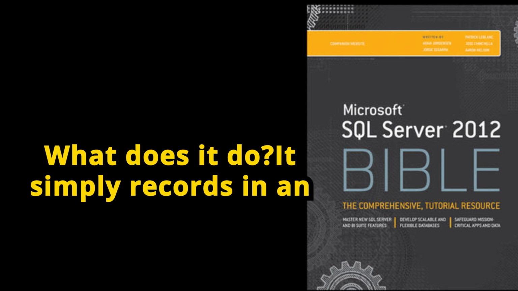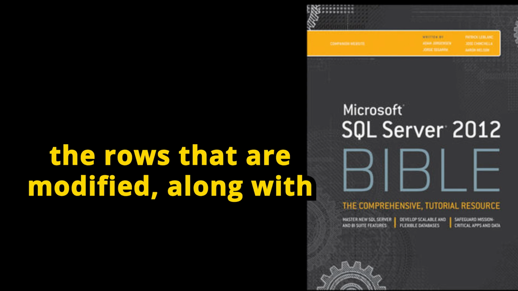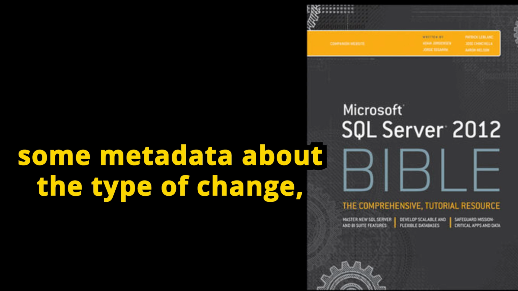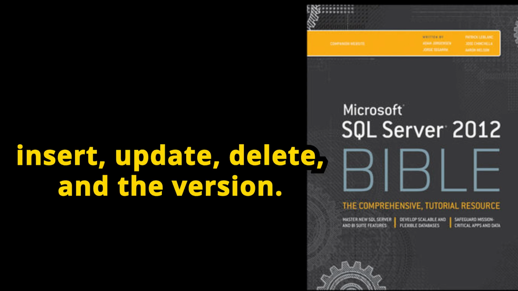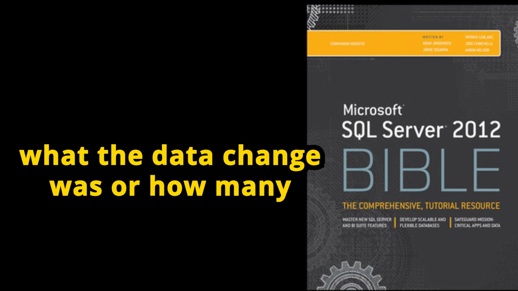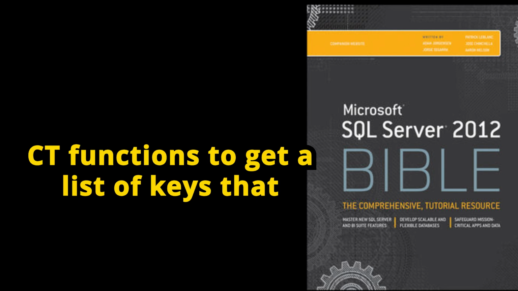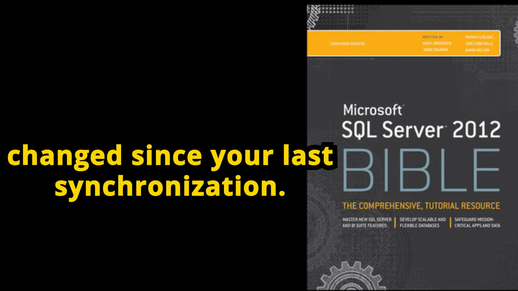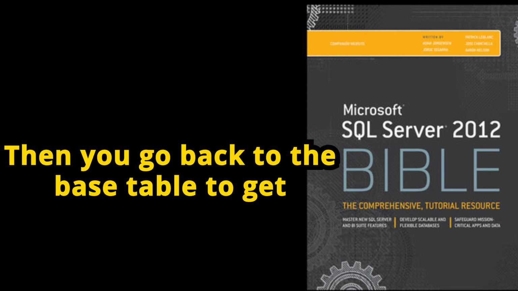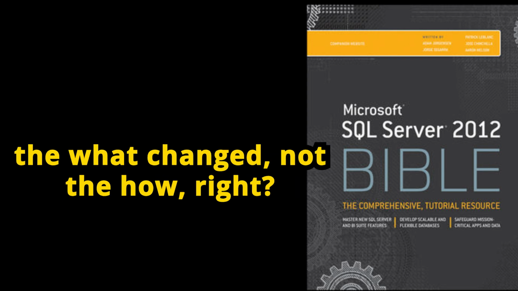What does it do? It simply records in an internal table the primary key values of the rows that are modified, along with some metadata about the type of change, insert, update, delete, and the version. It tells you that a row changed, but not what the data change was or how many times it changed. You typically query CT functions to get a list of keys that changed since your last synchronization. Then you go back to the base table to get the current data for those keys. So just the what changed, not the how.